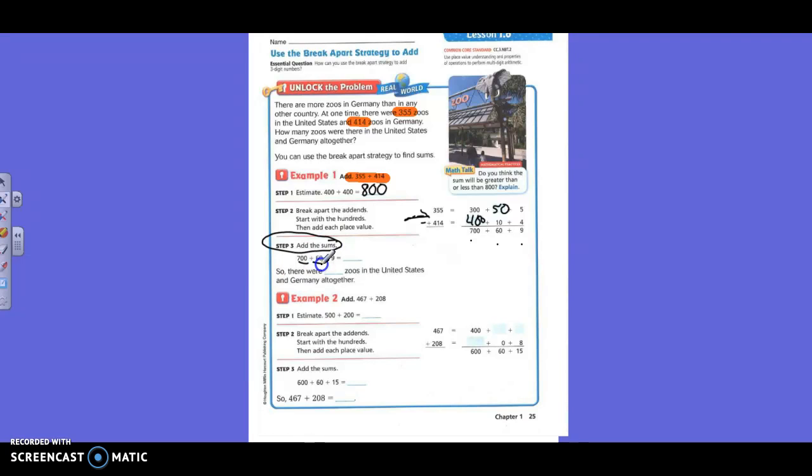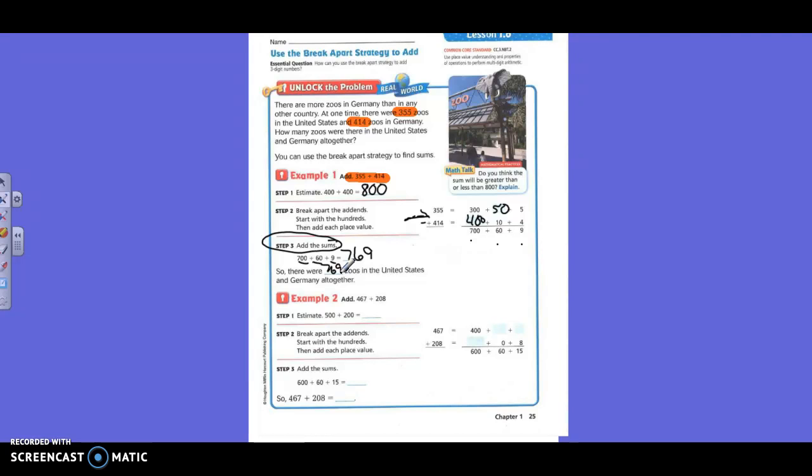700 plus 60 plus 9. What's 700 plus 60, everybody? 760. Now add 760 plus 9. What is that? 769. All right, write that answer down, and write it down again on the word answer. So there were 769 in the United States and Germany all together.